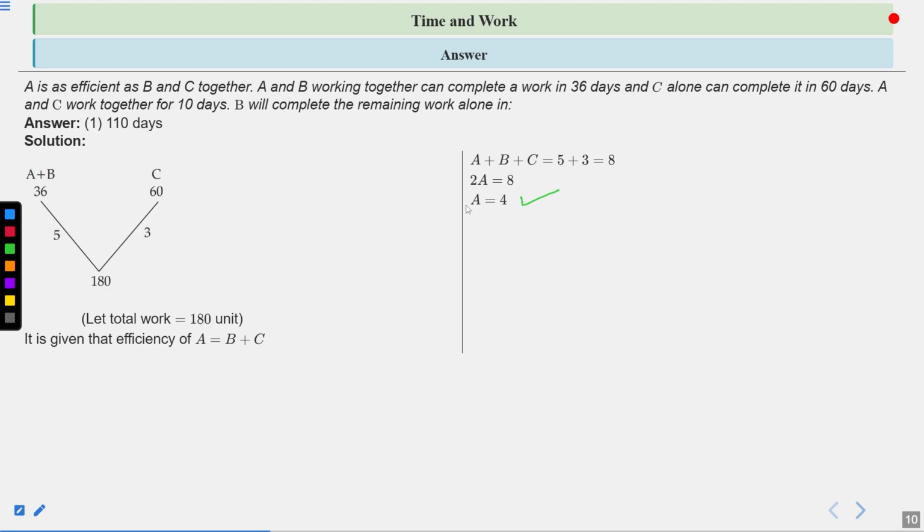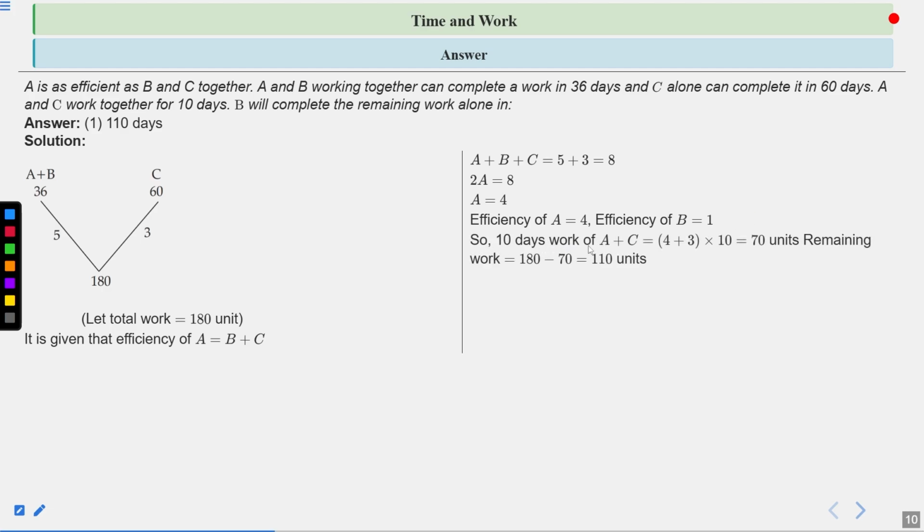Now if the efficiency of A is 4 units, what will be the efficiency of B? Because the combined efficiency of A and B is 5 units and the efficiency of A is 4 units, the efficiency of B is 1 unit. So the efficiency of A is 4 units and the efficiency of B is 1 unit.